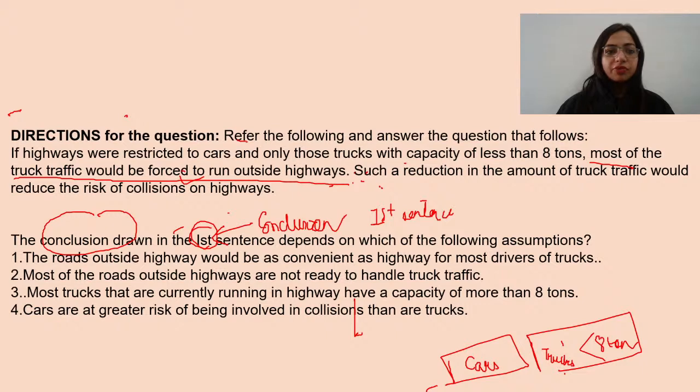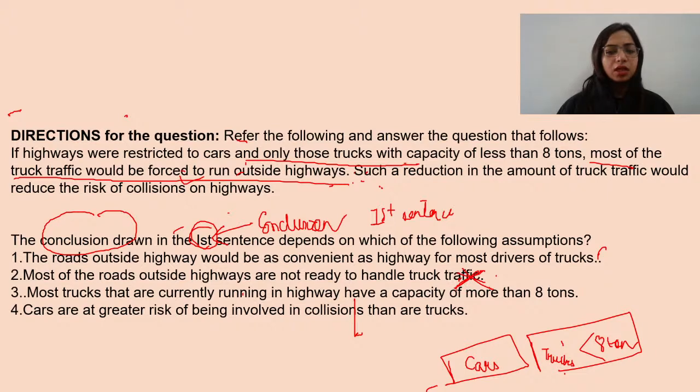The first sentence says: if highways were restricted to cars and only those trucks with capacity of less than 8 tons, most truck traffic would be forced. So option one says the road outside highways would be as convenient as highway for most drivers of trucks. Option two says most of the roads outside highways are not ready to handle truck traffic. This is completely irrelevant. Can't say.